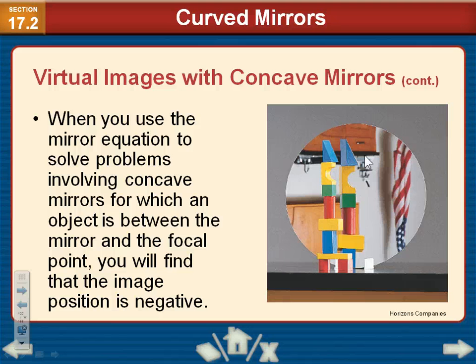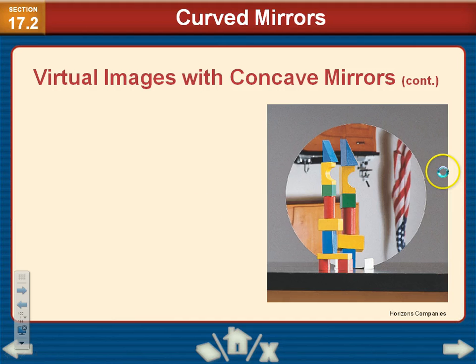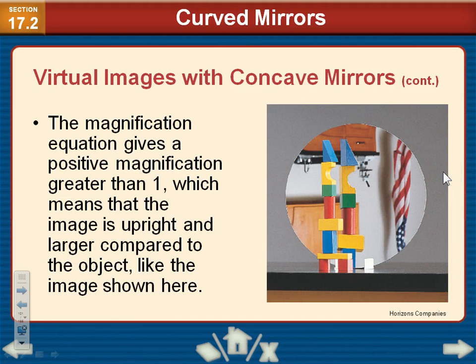And you can kind of see that happening here. We have a round mirror. The objects that are closer to the focal point are going to show right side up, but objects that are away from the focal point are going to be upside down. The flag is upside down, and this bench here is upside down. Magnification gives a positive magnification greater than 1. That means that the image is right side up compared to the object.